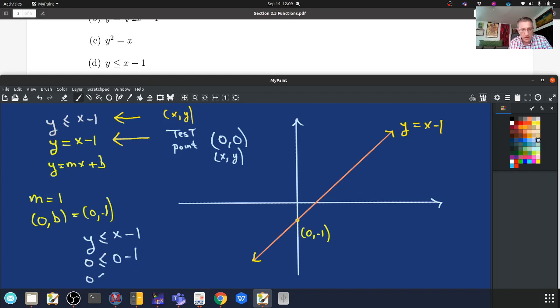So is 0 less than minus 1? And the answer is no. 0 is greater than minus 1. So that tells me that my test point, which is right here, does not satisfy the original inequality. So what that means is nothing on this side of the line satisfies it. So all of the points that make it true are on this side of the line. And what we do is we shade it all in.